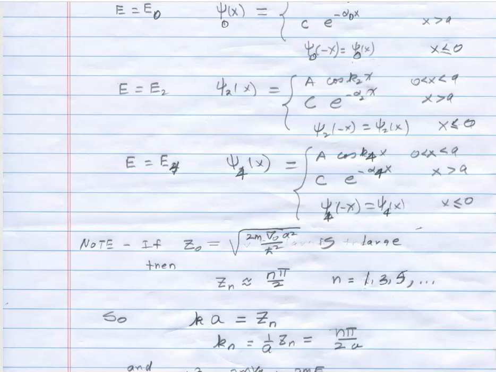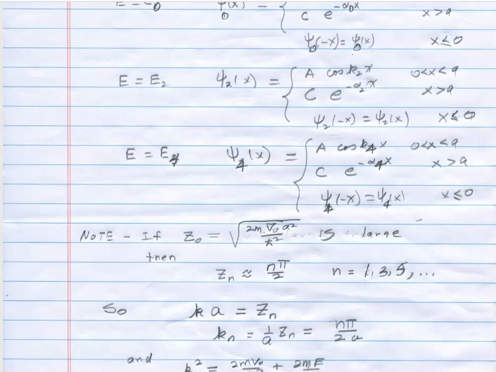A couple of things to note. In this case, just as by way of example, I've only got 4 roots, but you could have 20 or 30 or several hundred, depending on the precise values of M, V naught, and A. However, there are a few limiting cases that can help you out some. It turns out Z naught is going to be large if V naught is large, that means the potential well is very deep. And if A is large, which means it's very wide. So for very wide, deep wells, Z naught is large.